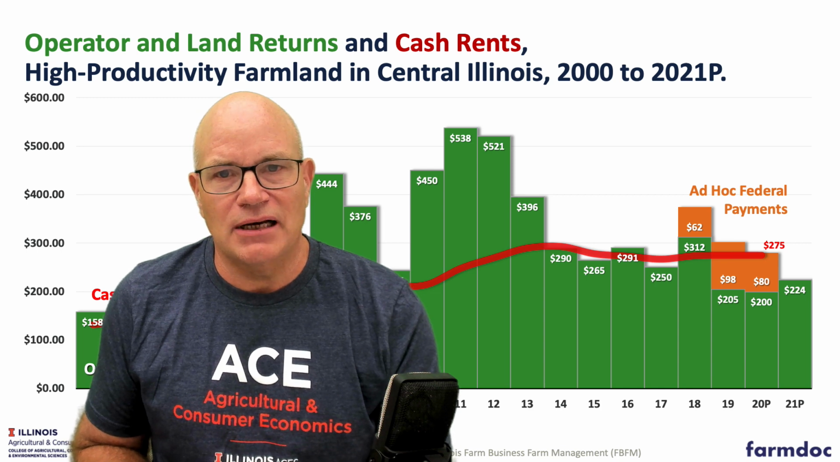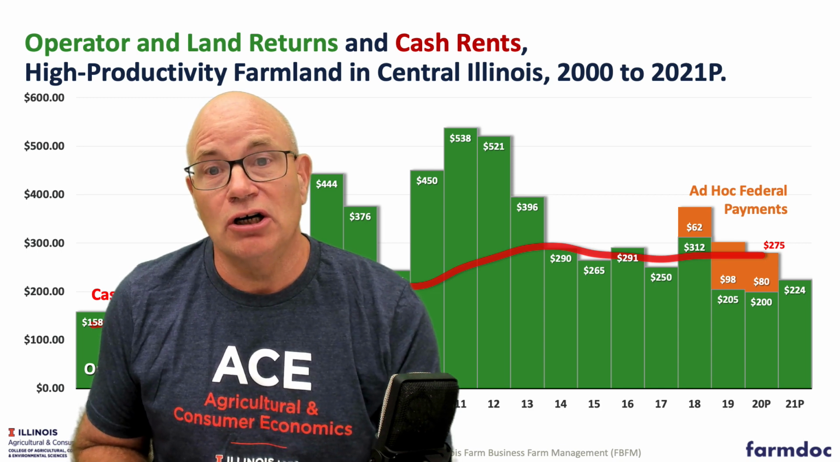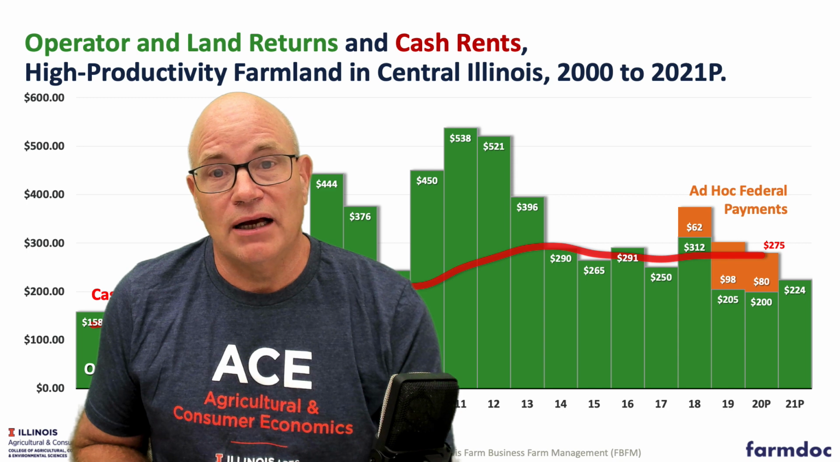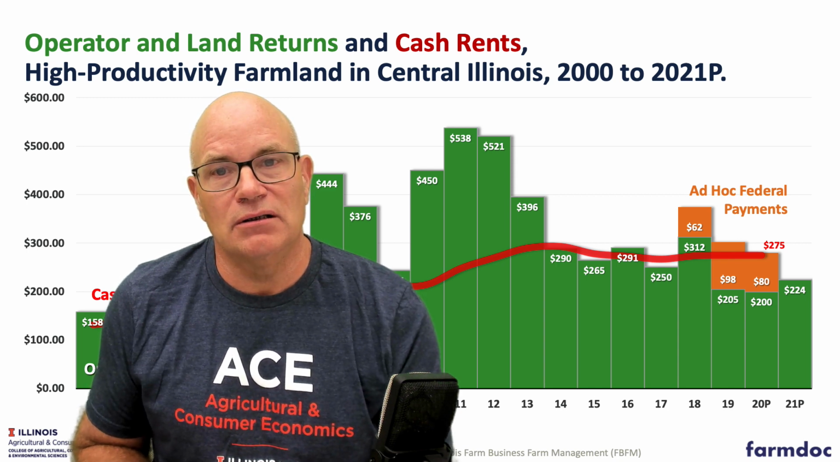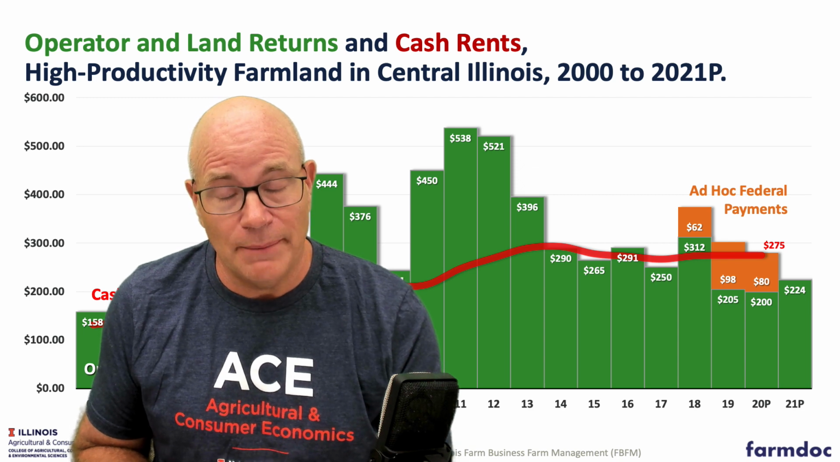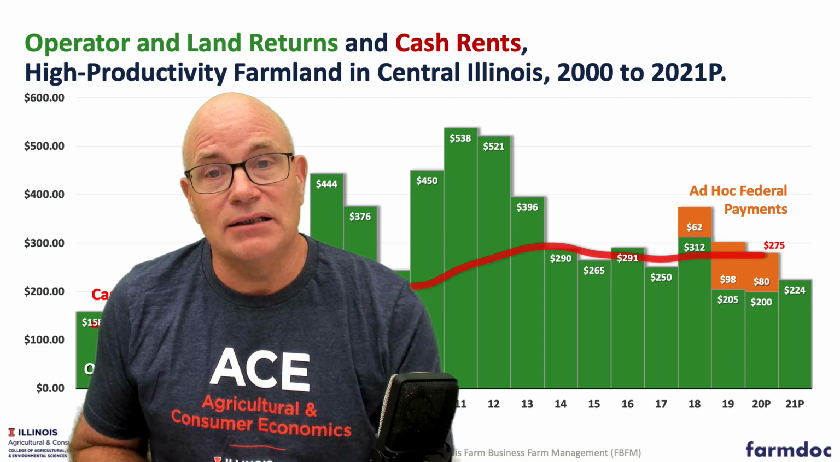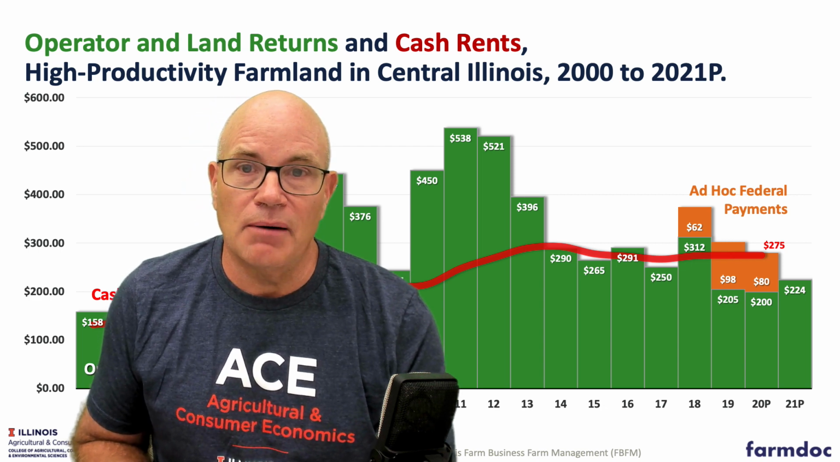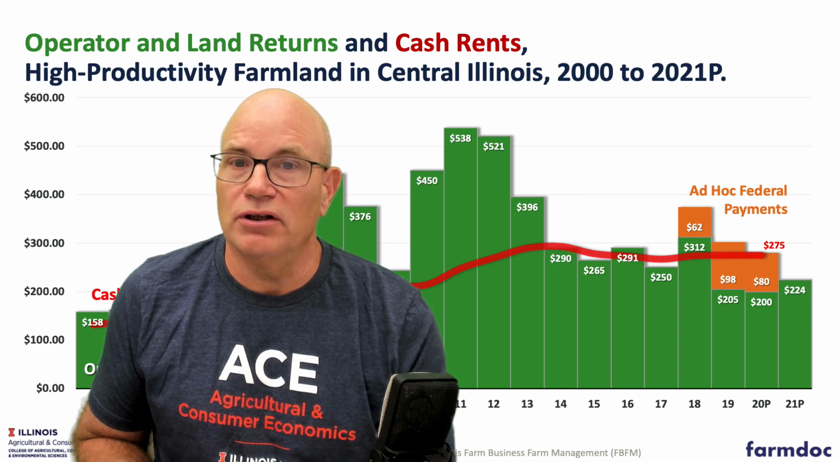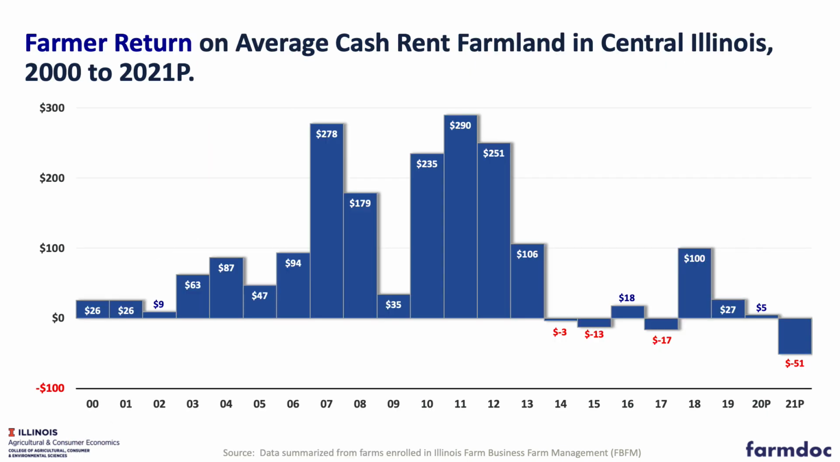Without those payments, cash rents would have been much higher than operator and land returns, and farmers would have taken losses in both 2018 and 2019 and 2020. And if we do not get those sorts of payments in 2021, we will likely see farmer, operator, and land returns being much lower than the current cash rents. Again, what we've seen since 2013 is very, very marginal returns to cash rent farmland.